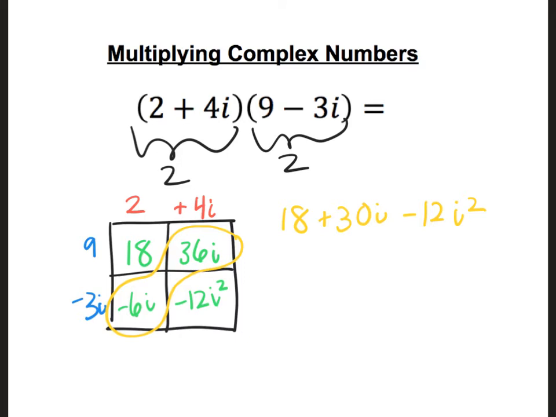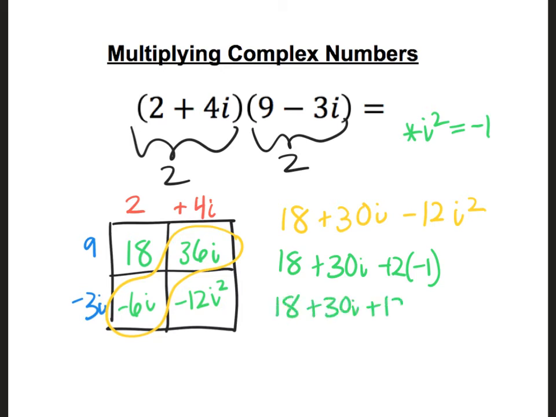From here, we just need to simplify. So remember, if you have an i squared, it's the same thing as negative 1. So really, I have 18 plus 30i minus 12 times negative 1. If I do negative 12 times negative 1, it gives me a positive 12. So I have 18 plus 30i plus 12.